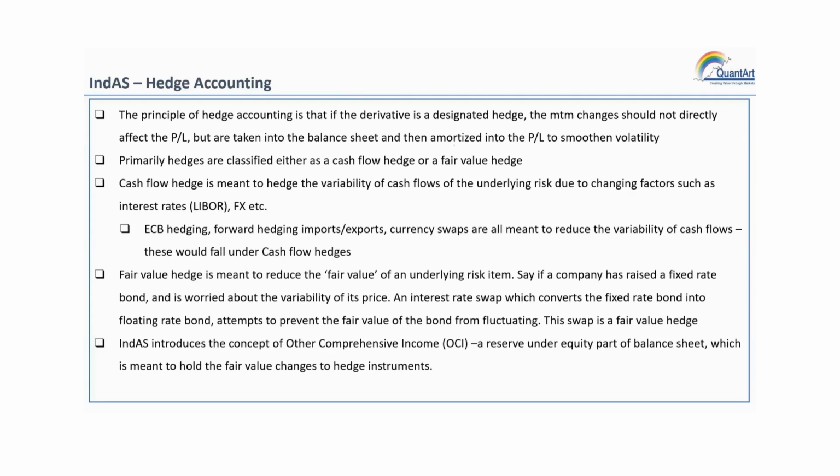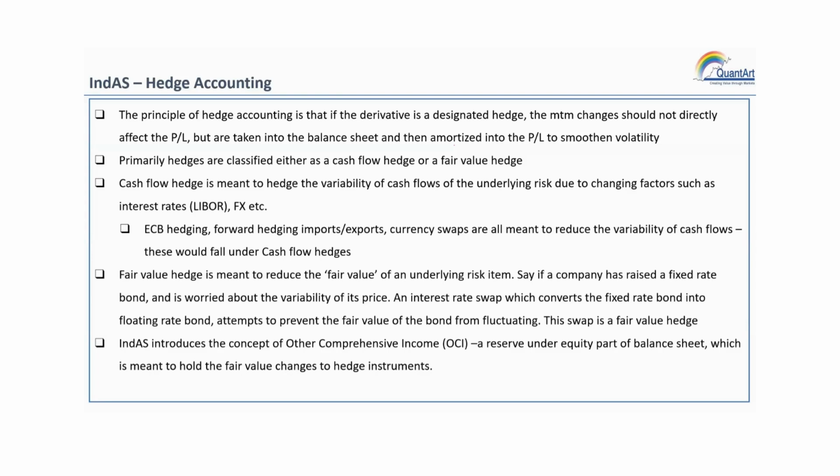Similarly, a fair value hedge does happen in some companies. Not every company has to do this. For example, if you raise a bond, an NCD, right? You borrow money through a non-convertible debenture. Now, this NCD is a market instrument. It's not like a loan. It's a market instrument which has a market price attached to it.